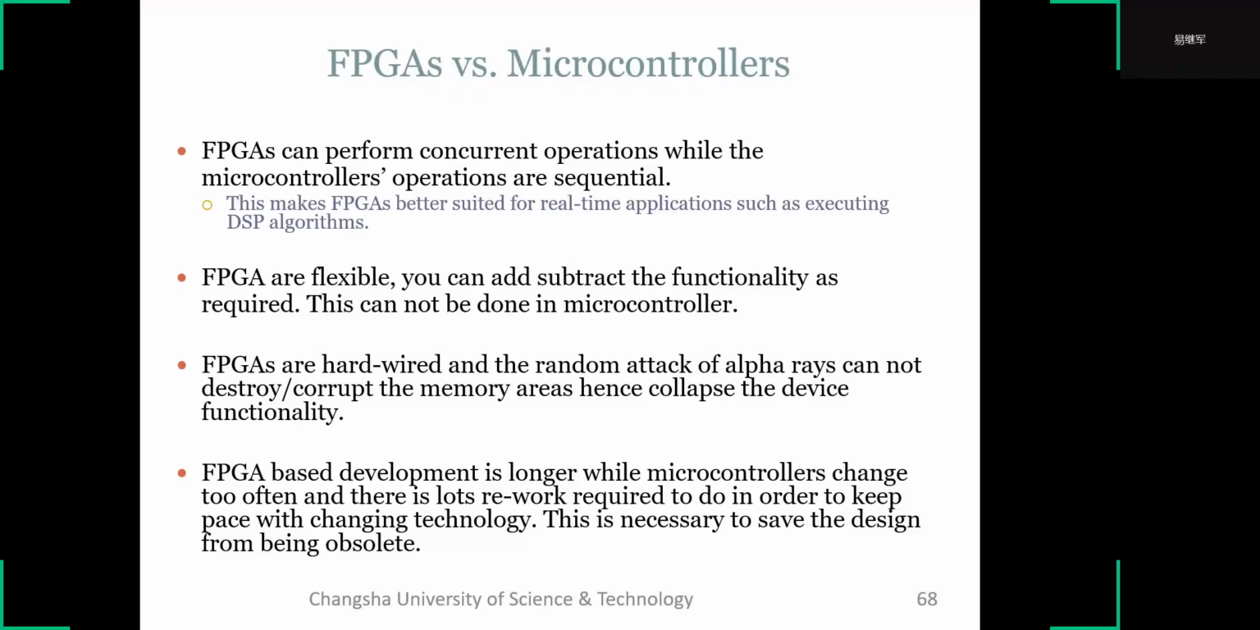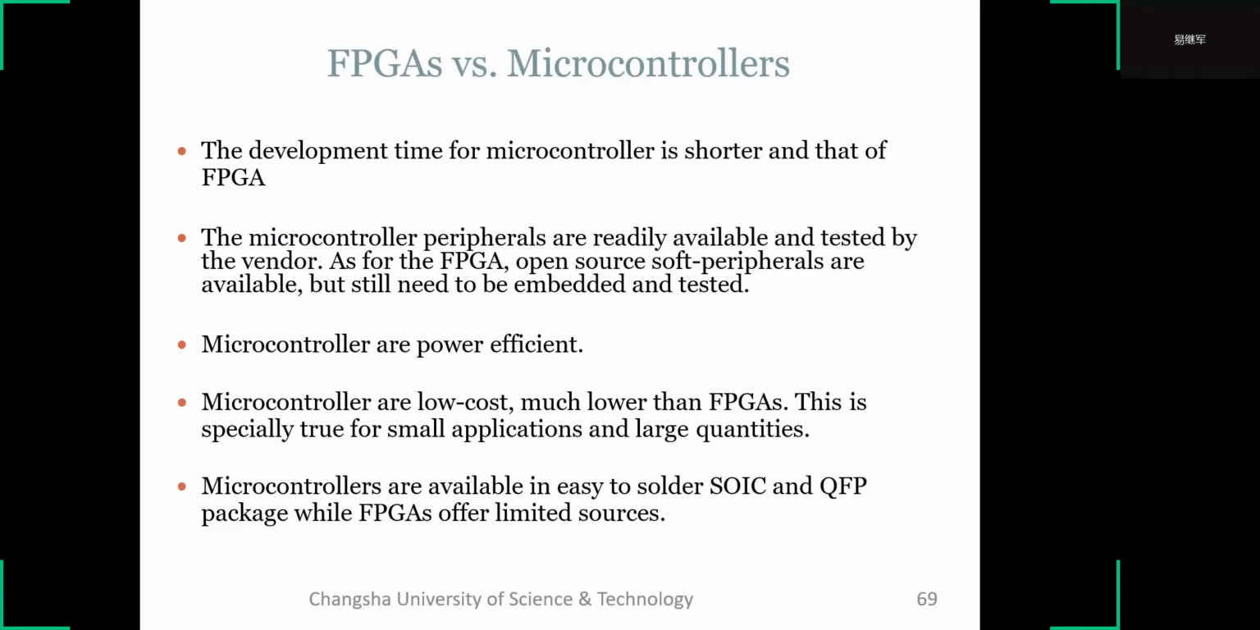FPGA. The development time for a microcontroller is shorter than that of an FPGA. The microcontroller peripherals are readily available and tested by the vendor, as for the FPGA, open source software peripherals are available but still need to be embedded and tested.